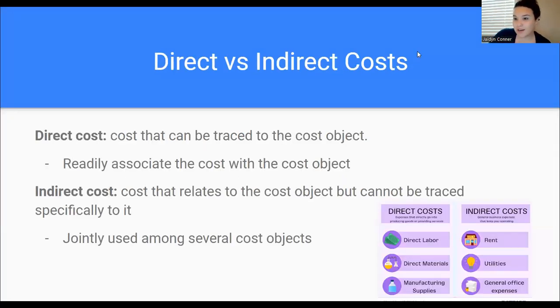So when we're talking about direct versus indirect costs, I want to make a clear distinction for you guys. So direct costs can be traced directly to an object, right? This could be your materials, your labor, your manufacturing supplies, things that you just readily associate with the cost object itself. An indirect cost, that's something that relates to the product but cannot be traced specifically to it. So this would be things like your space rent, your utilities, your office expenses, and things like that.